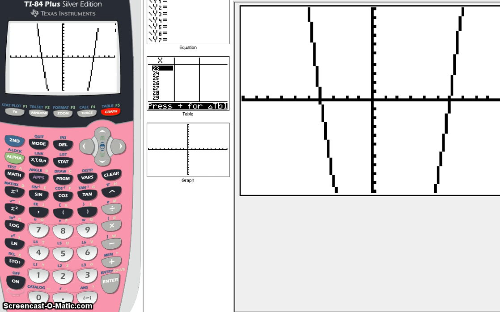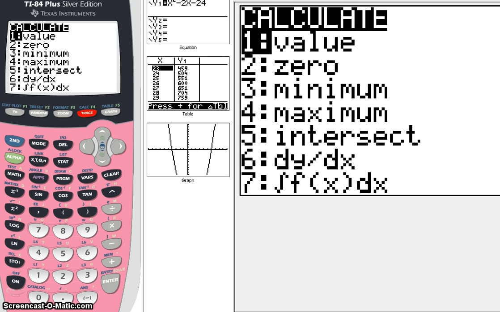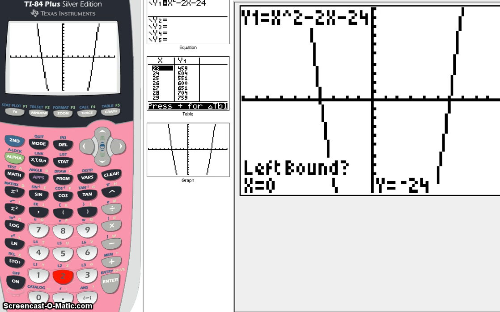It looks like it crosses at -4 and +6, but to be absolutely sure, I'm going to go to second, trace, and notice that choice 2 is the 0, so I'm going to push 2. Now, to find the 0, I have to tell it 2 numbers that it's between, and I can only check for one at a time.